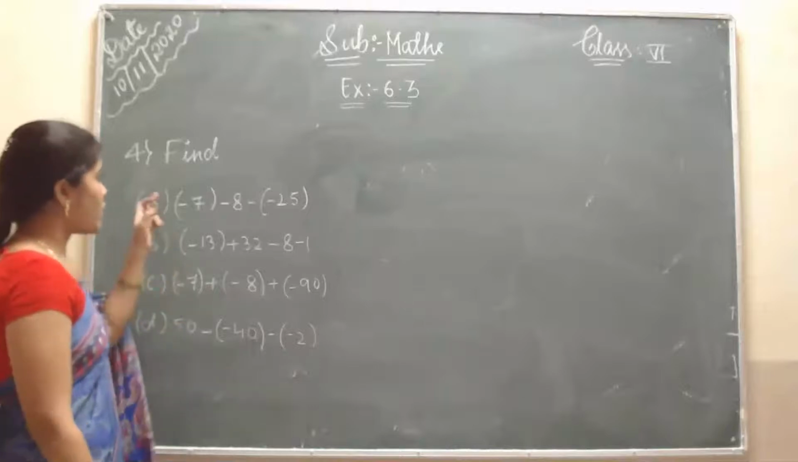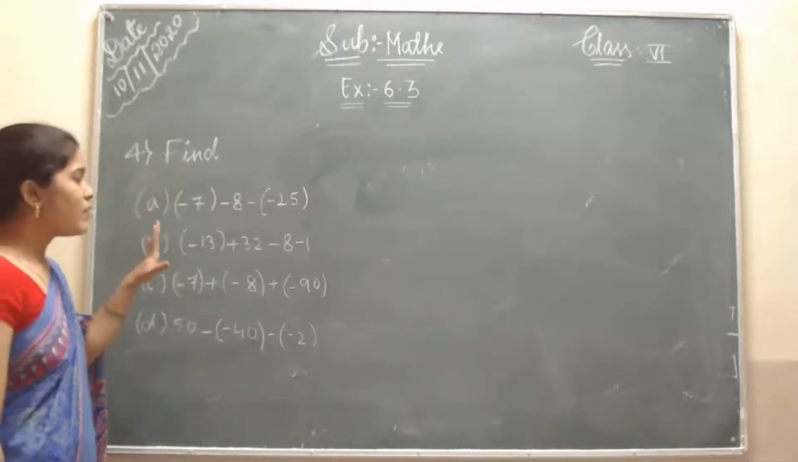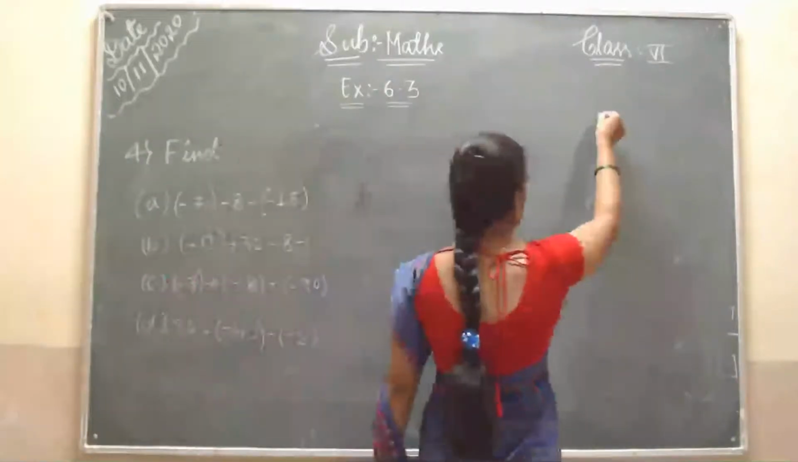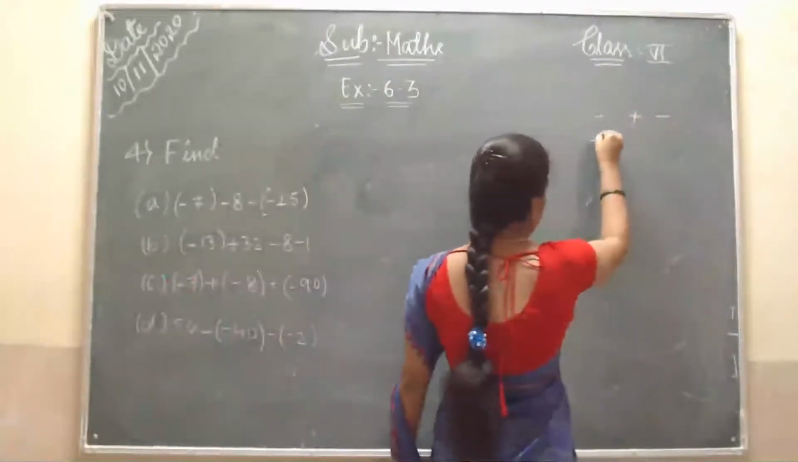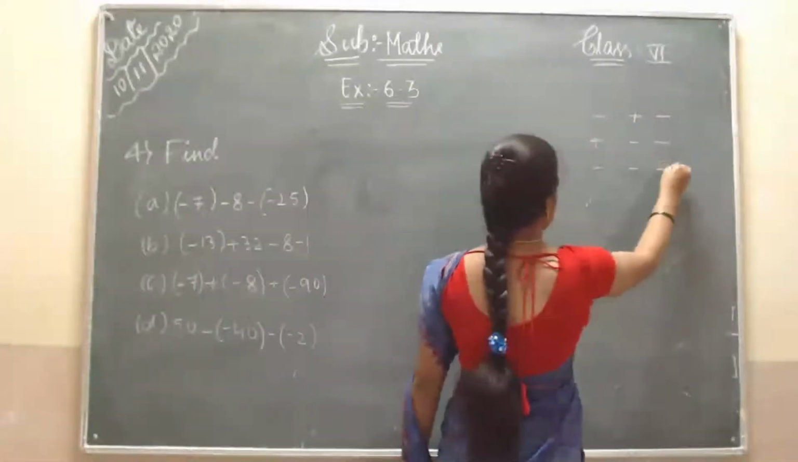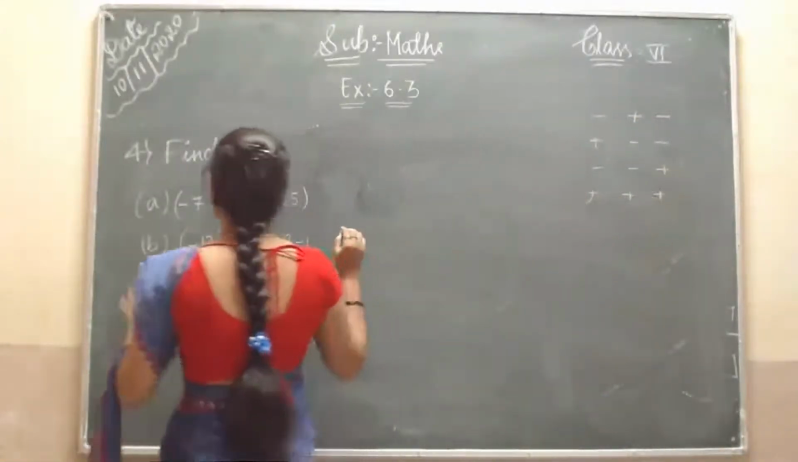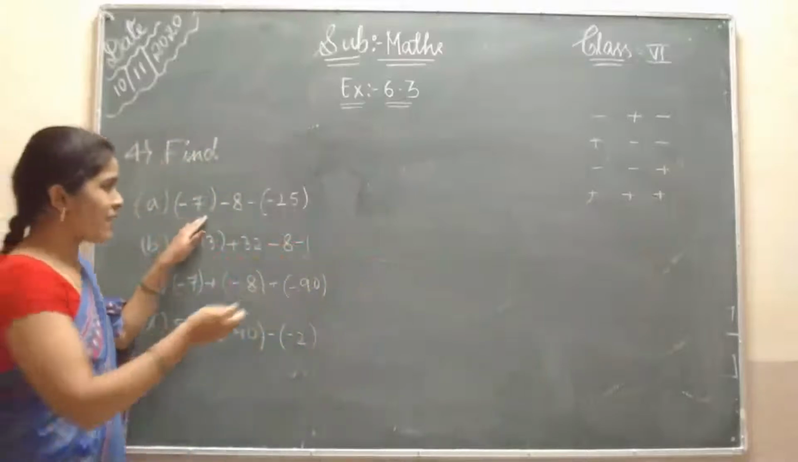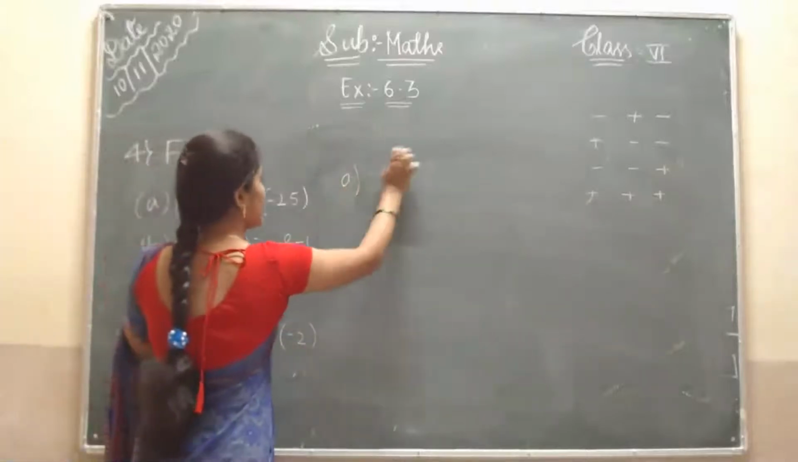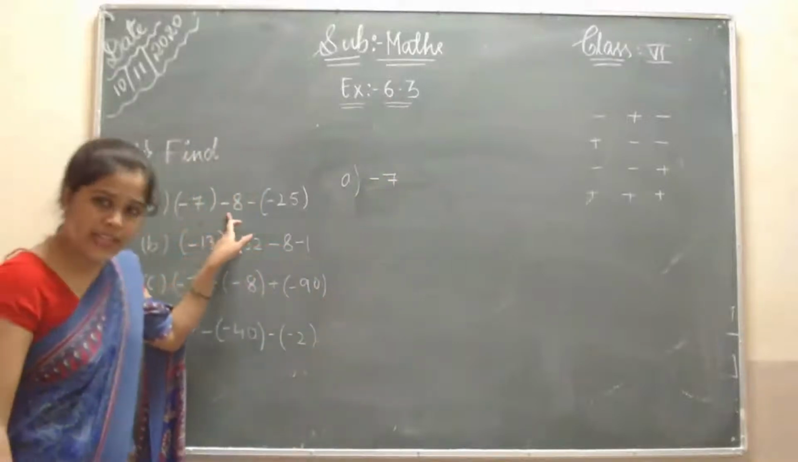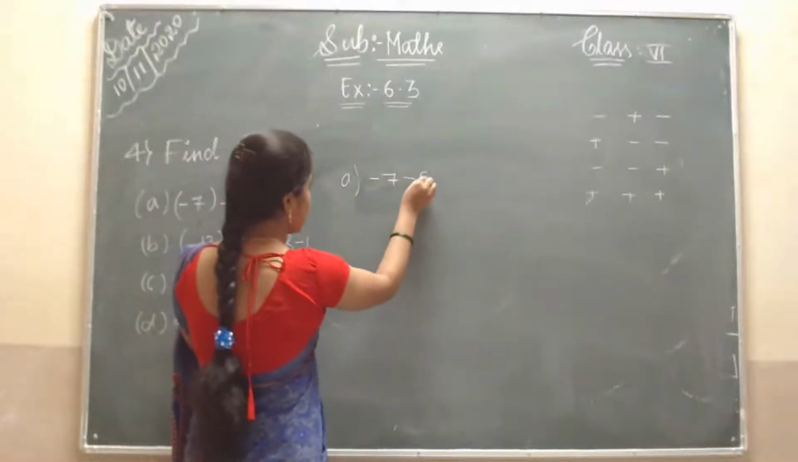Here, what do we have to do? We have to find this value. First, remove brackets, and keep these rules in mind. Minus plus is minus, plus minus is minus, minus minus is plus, and plus plus is plus. Keep in mind. First remove brackets. Minus 7 keep as it is. Minus 8 also as it is.